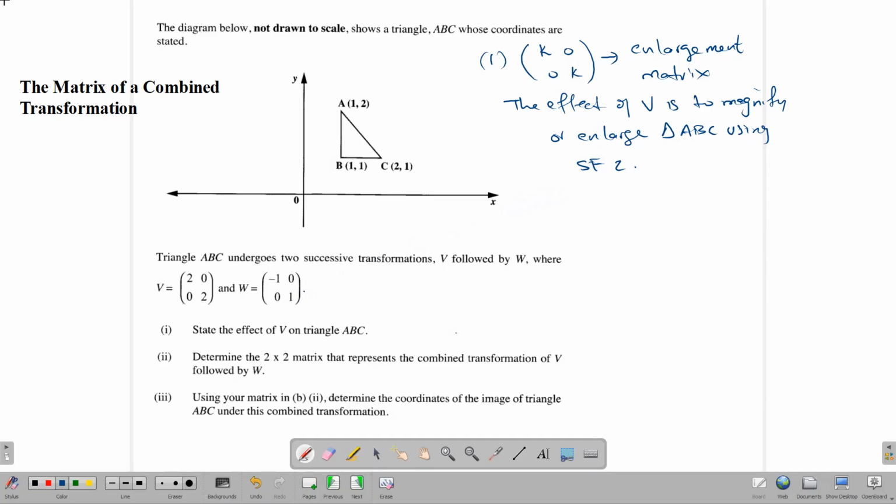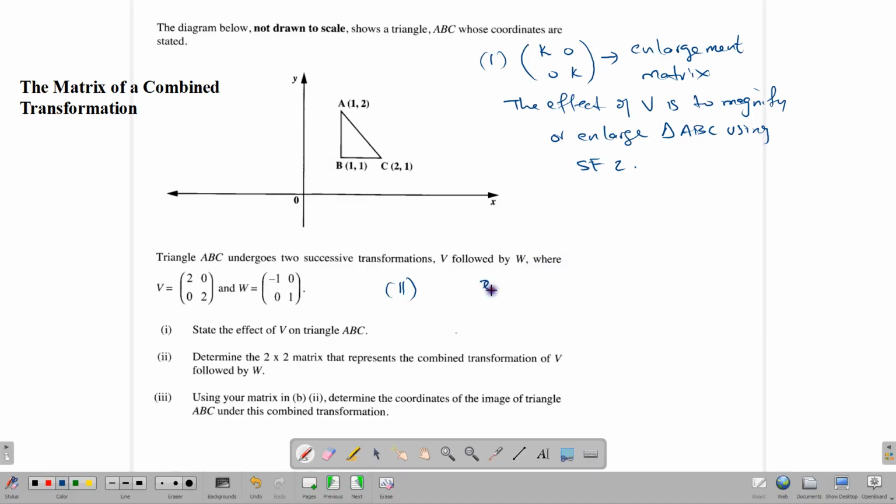Now, the second part of the question. Determine the 2 by 2 matrix that represents the combined transformation of V followed by W. This is very important. V followed by W. So V is going to act on your triangle first, and then W is going to act on it. So let's take a point. Let's write down part 2 of the question. We're answering part 2 here.